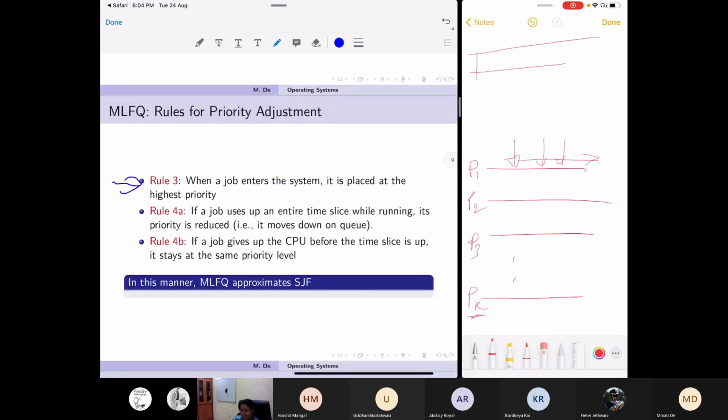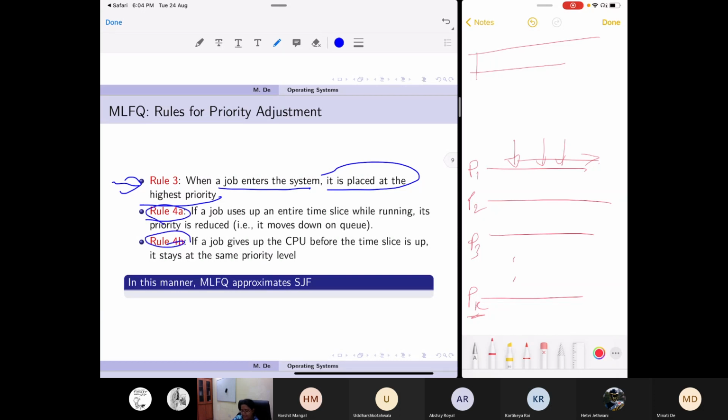So what is the third rule? The third rule is, as I said already, if a job enters the system, it is placed at the highest priority. That's my third rule. And let us have another two rules which we are defining as 4A and 4B.